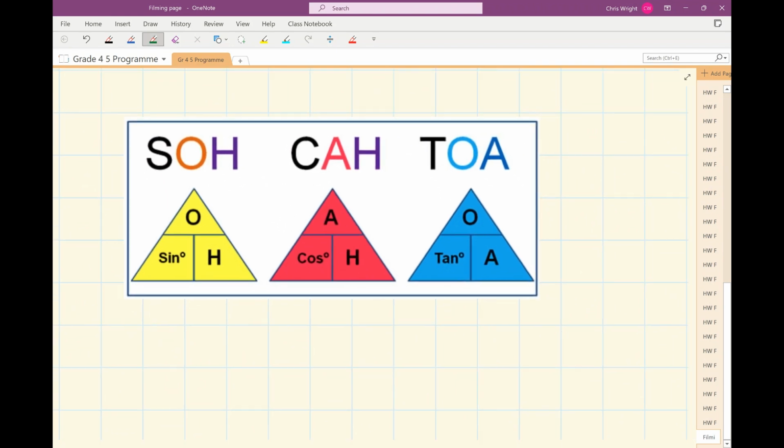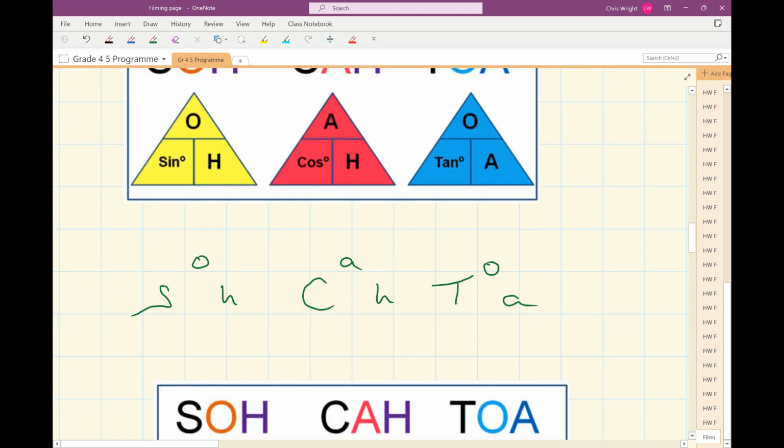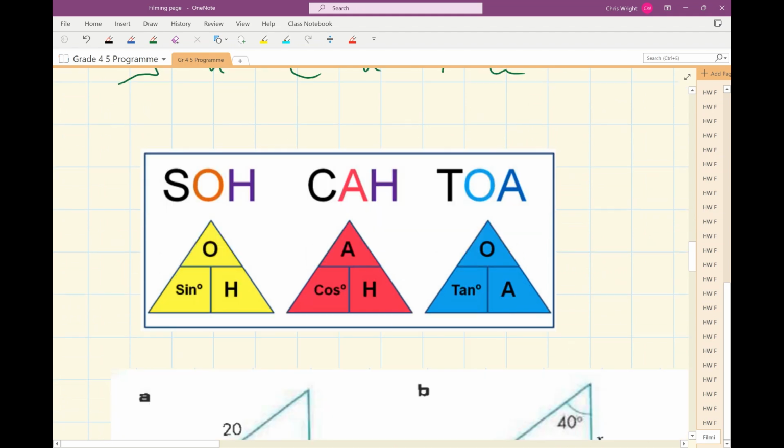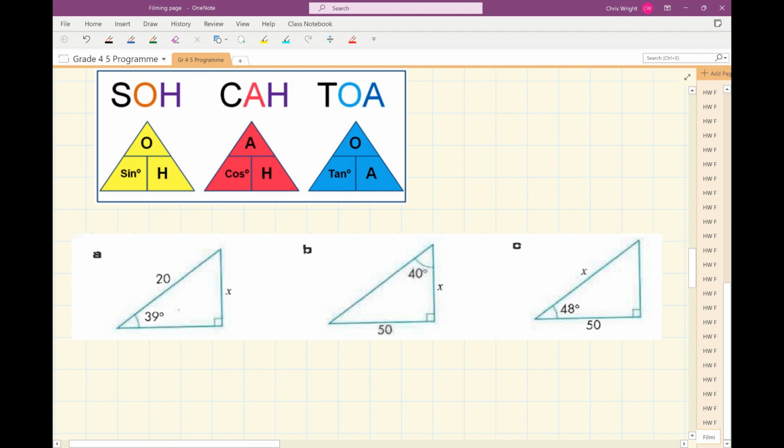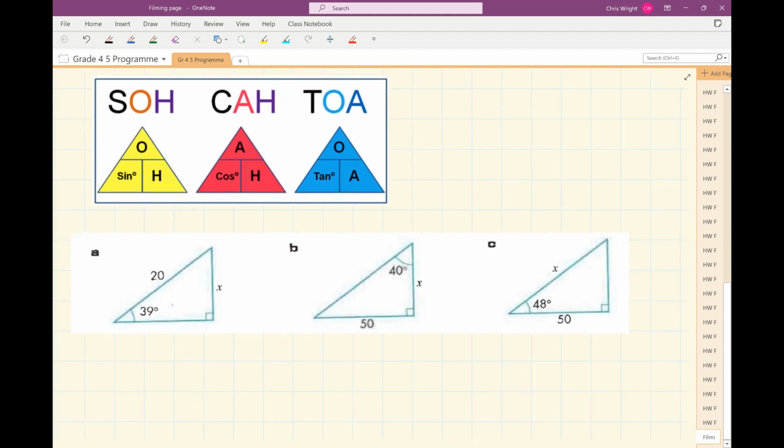When you're writing them out, you can simply go SO, CA, TOA. Now, let's look at using SOHCAHTOA to find missing lengths. Now, let's have a look at question A.